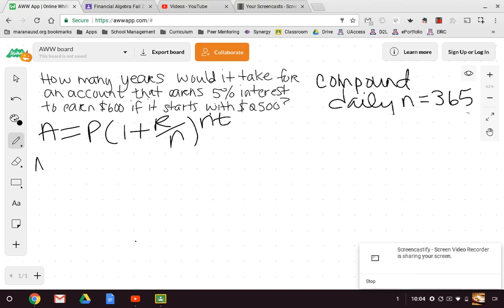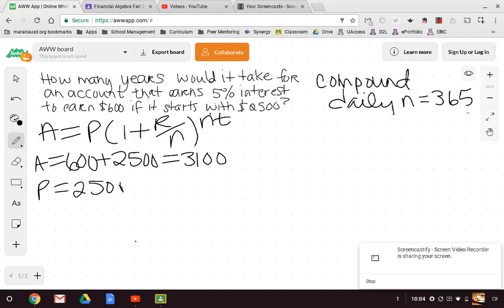On this one, just like the continuous, our A is going to be our interest plus our principal, because A is how much we want in the account. So we want there to be $3,100 in the account. Our P, that's still that $2,500, how much we're going to start with. Our rate says 5%, so I'm going to use 0.05. N is our compounding, that's our 365 since we're doing it daily. And then T, that's what we're still trying to figure out. We're trying to figure out how much time it's going to take for this to happen.